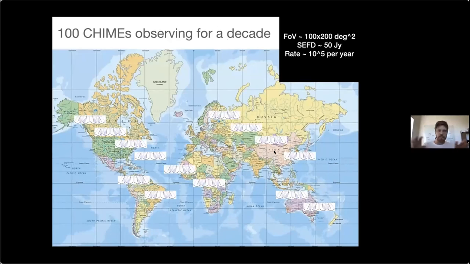You would move them, you'd have 100 CHIMEs all around the world pointing at different places on the sky, roughly 20,000 square degrees, approximately a hemisphere of exposure, and you would have 100K FRBs per year.